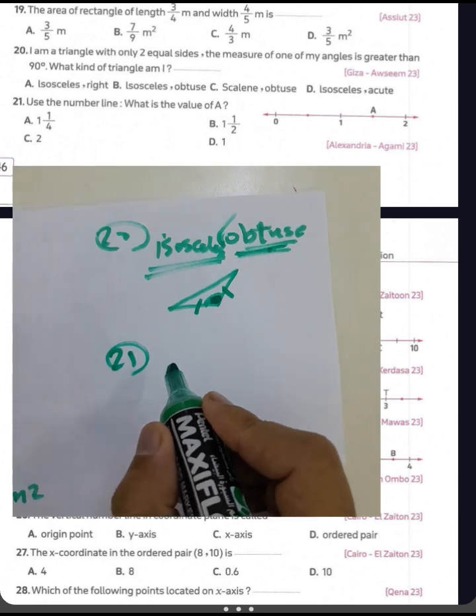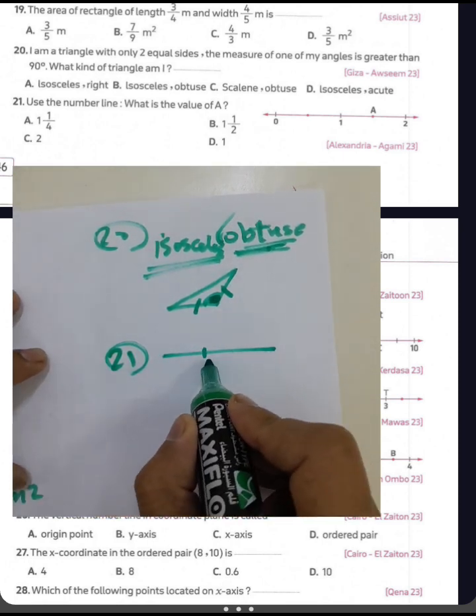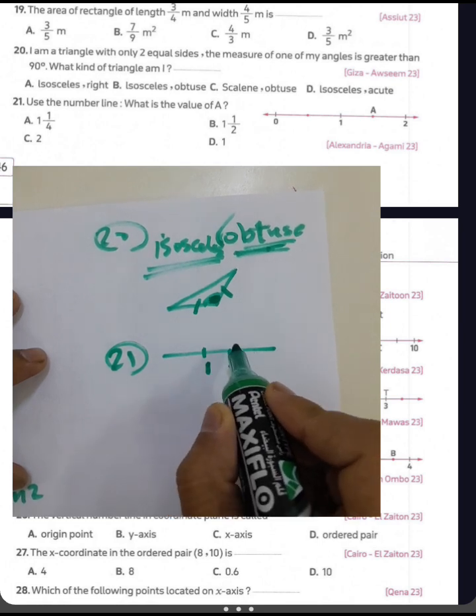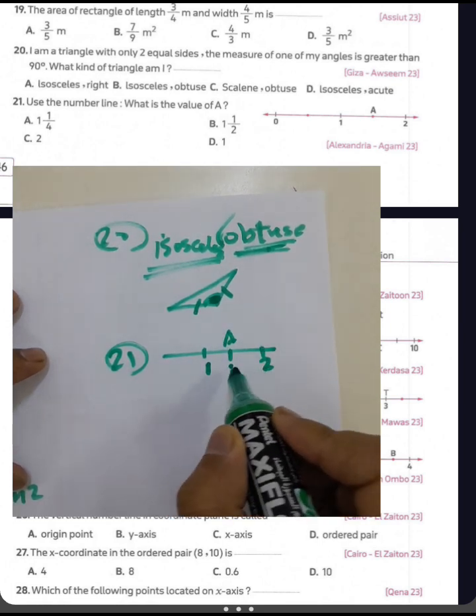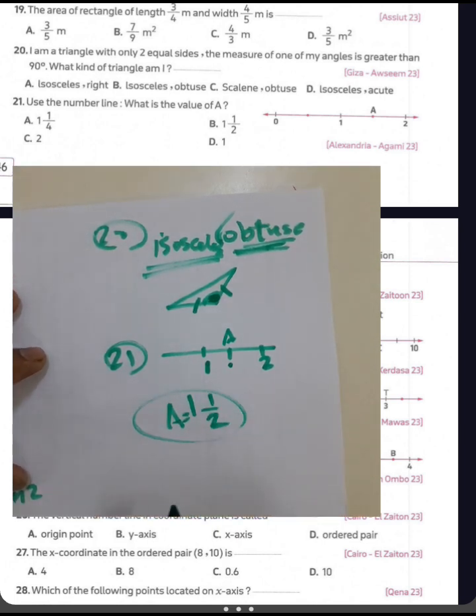Use the number line. What is the value of A here? Here 1, and point here 2. Slice between them, 1.5. Then the value of A here equals 1.5.